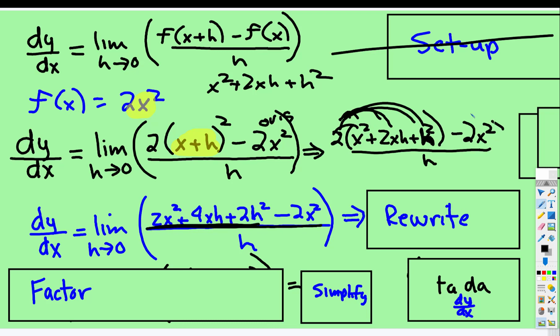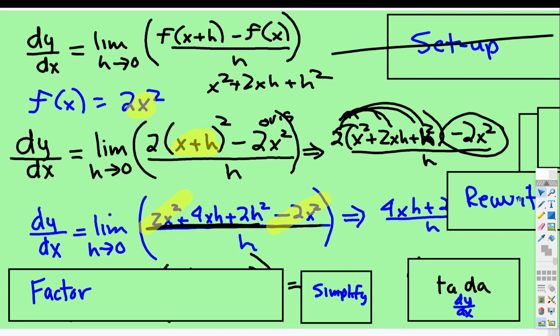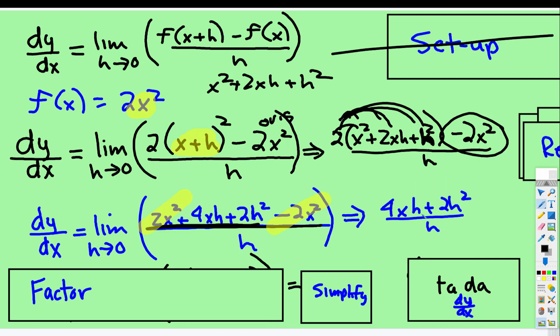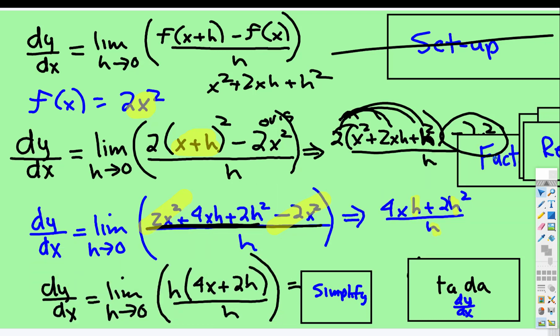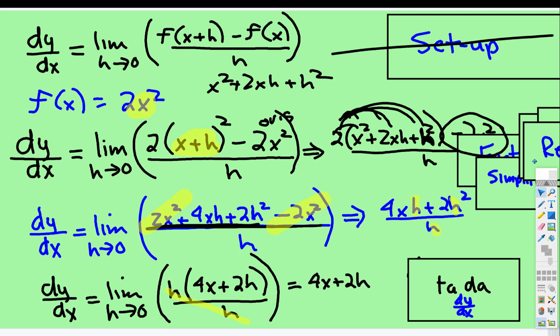And then we're going to subtract that original. And a second ago, I had one of these boxes that said cancel. Well, what you should notice is this positive 2x squared cancels with this 2x squared. So now I'm going to simplify and rewrite. So now we have 4xh plus 2h squared all over h. Well, look at what they all have in common. They all have at least one h in common. So we're going to factor out that h. And when we do that, we can cancel, leaving 4x plus 2h.